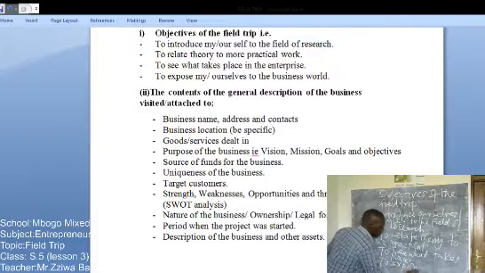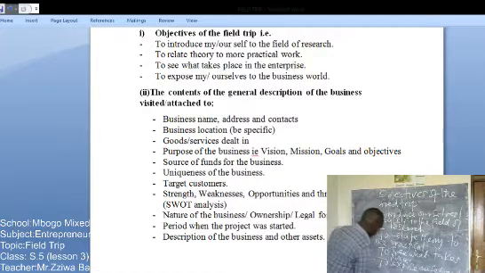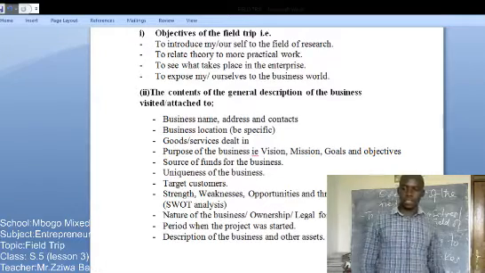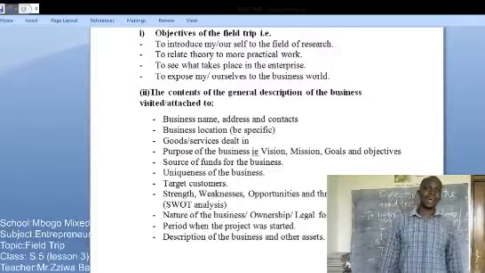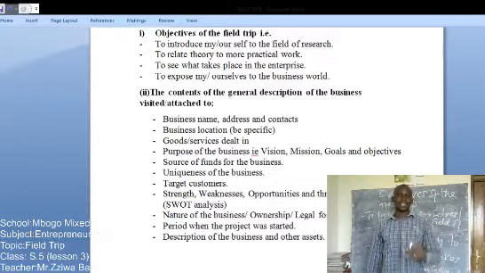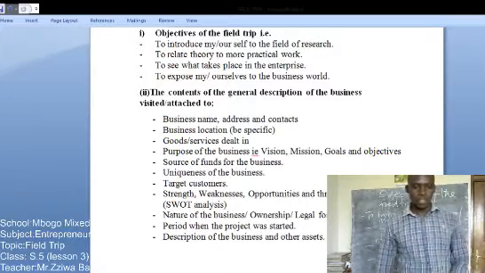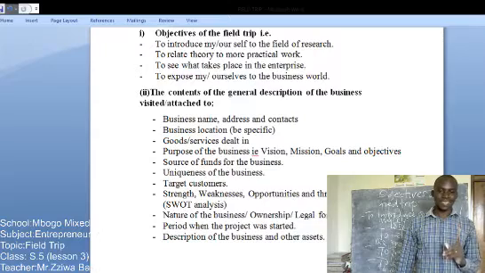To expose ourselves to the business world. We want to expose ourselves to the business world. It is through a field trip that learners will always get exposed to the business world. So that is the first key issue to look at.